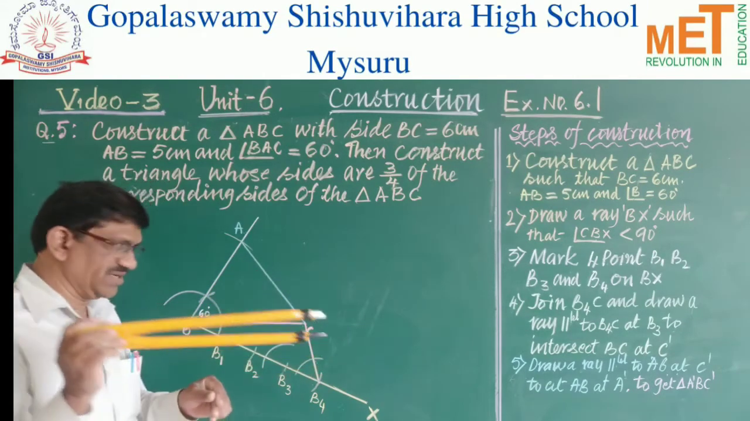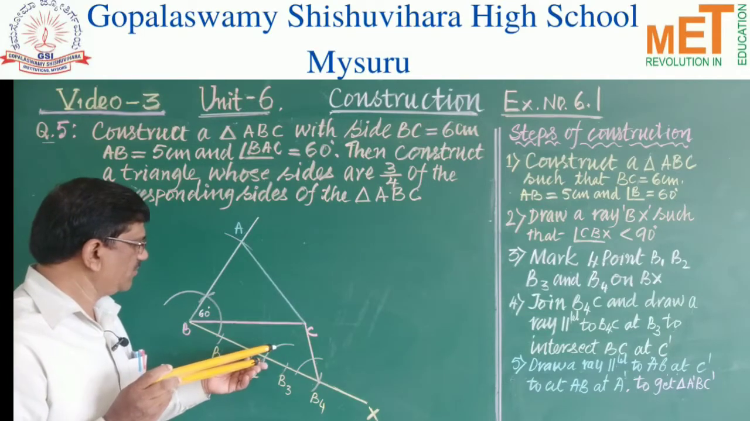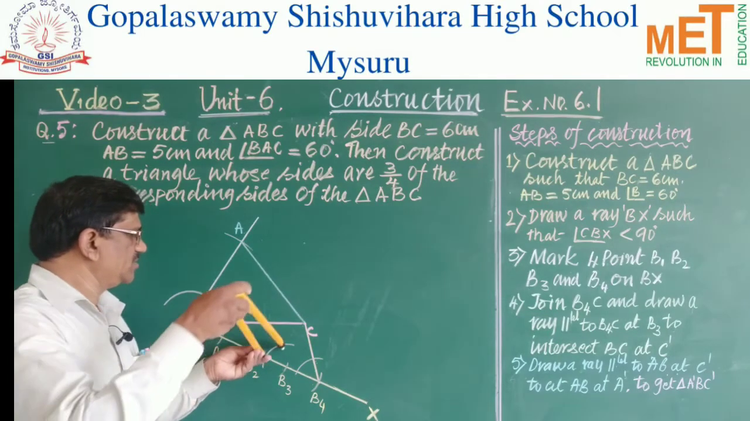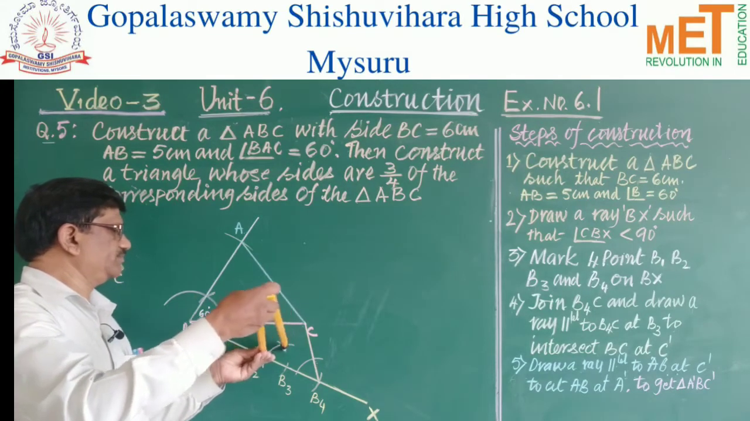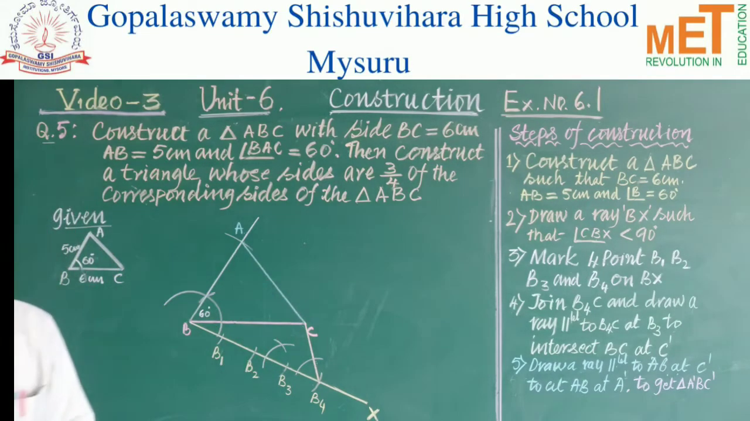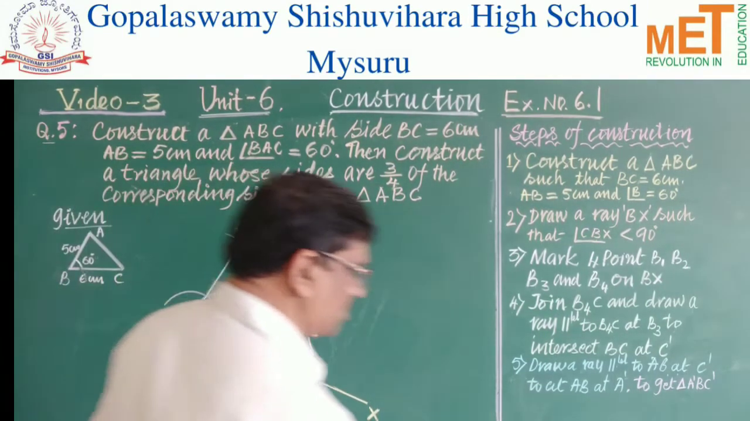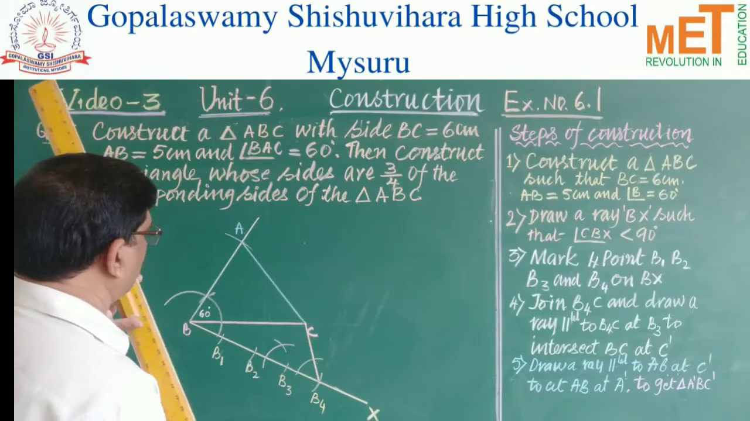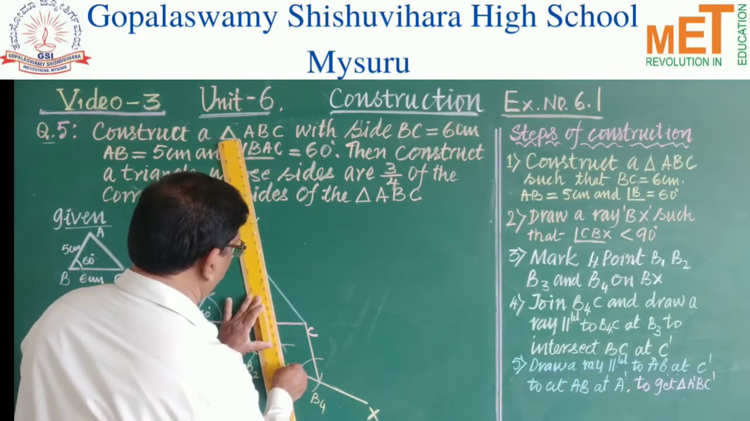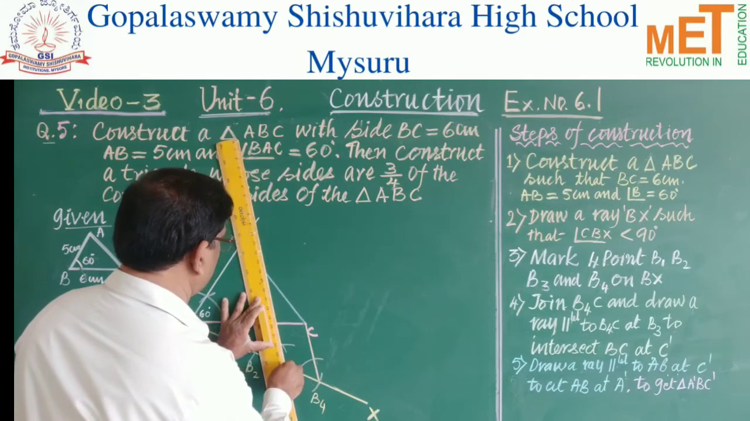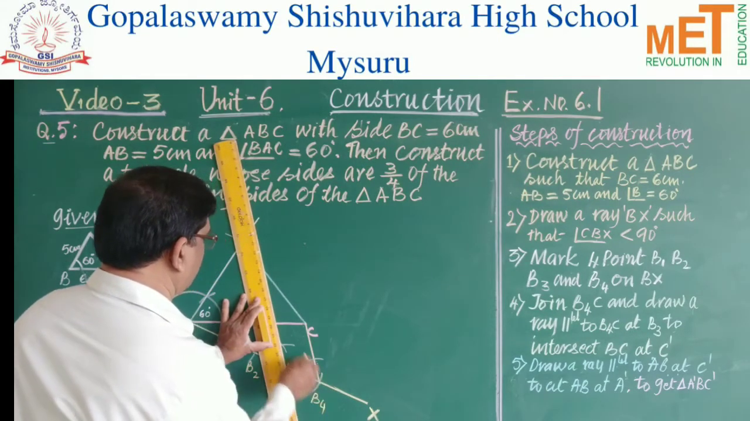Taking the measurement in the compasses, the distance between these two lines, you see here. With this measurement, with this point as a center, draw an arc. Okay. Now join B3 and the point of intersection of these arcs. So obviously it will be parallel to B4C.